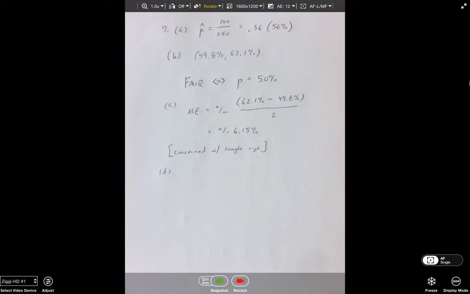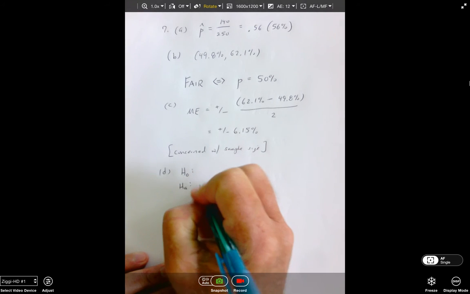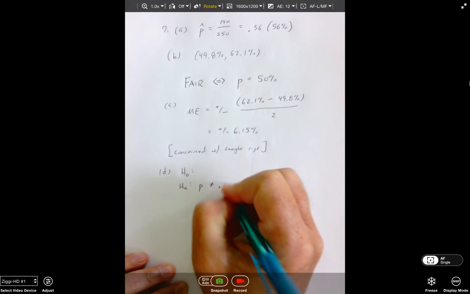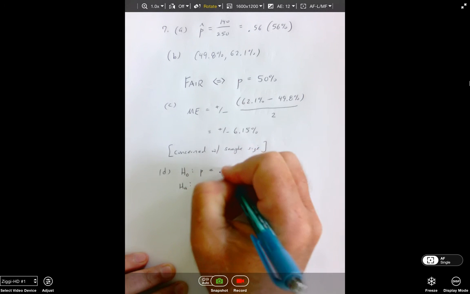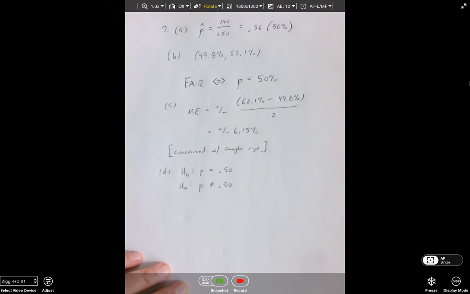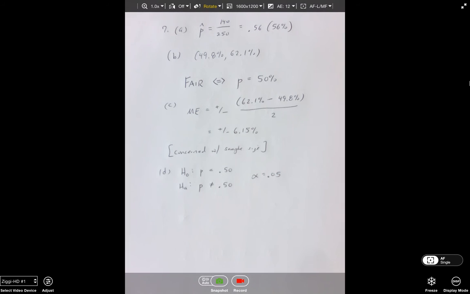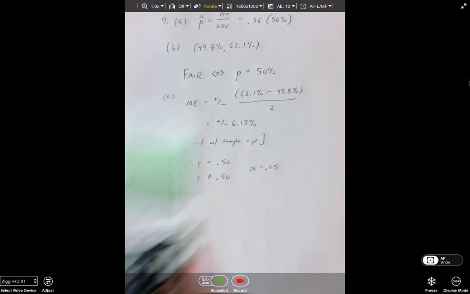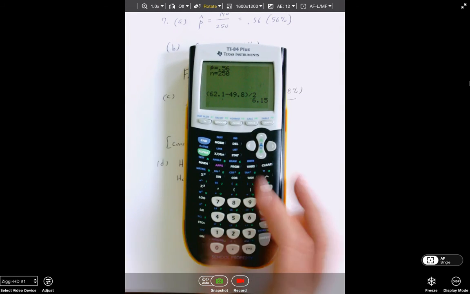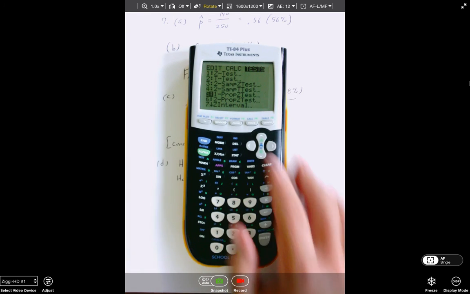Part D, does the evidence indicate that the euro was not a fair coin? Well, that's what we're testing. Fair coin tells us that the percentage is not 0.50. We're testing that against percentage being 50. No reason to test other than 0.05, so I'm going to carry it out. Stat. I'm going to run a 1 prop Z test.